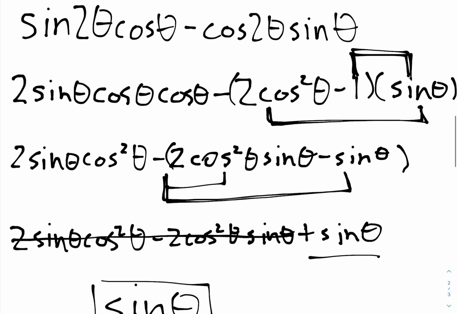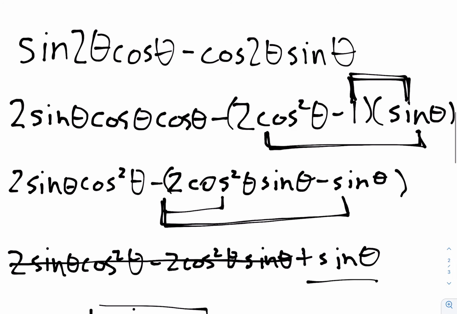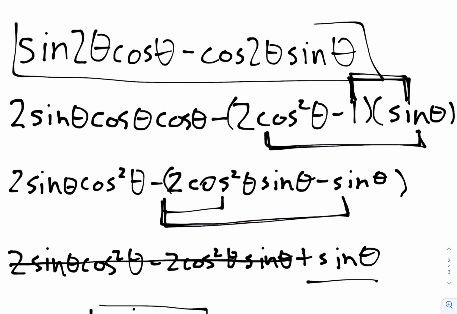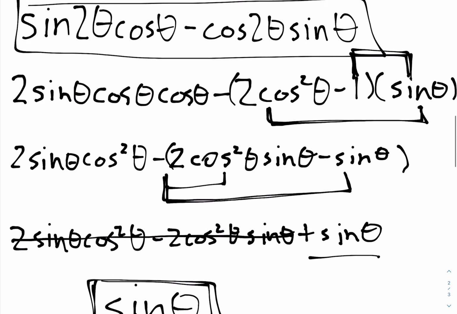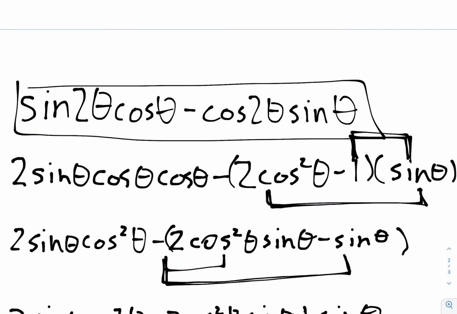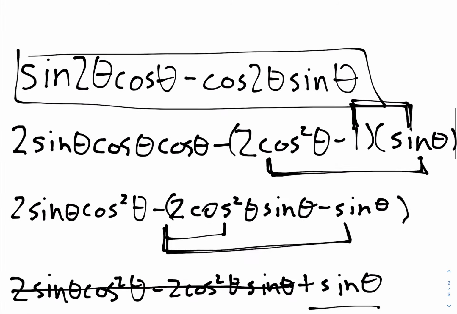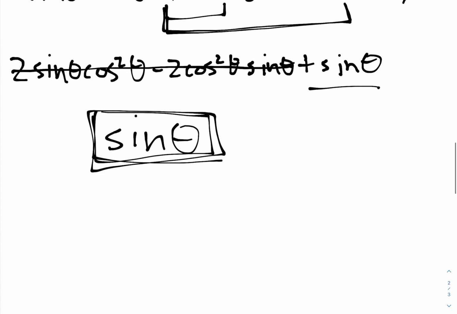So we started with something that looked super ugly. People probably wouldn't have any idea how to approach this if they didn't have these identities, and that's equal to just sine theta. Like, literally the simplest term that you can have in trigonometry, sine theta, comes from something as crazy as this, just using trig identities. So these are definitely powerful tools to have in your toolkit.